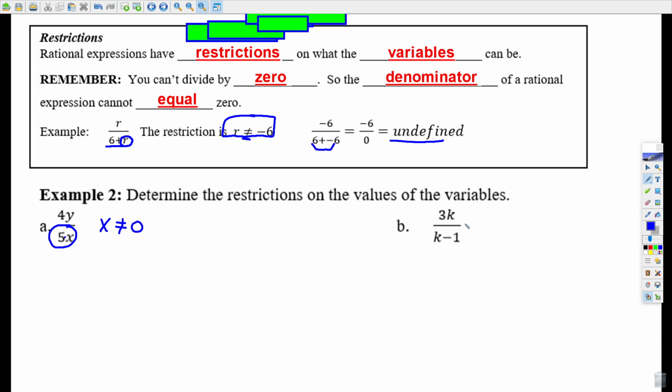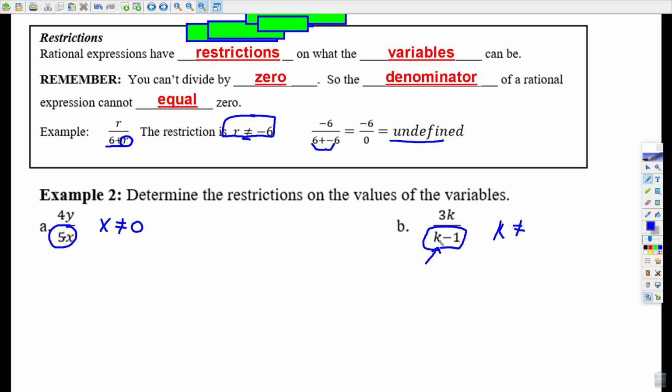Now going over to part B, this looks very similar to the one we had up above in the box. 3k divided by k minus 1. If we look at the bottom here, because that's all we care about, what would you plug in here to make it 0? That would be our restriction. We'd say k is not equal to what? So what would you plug in here? Would we plug in 0 this time?